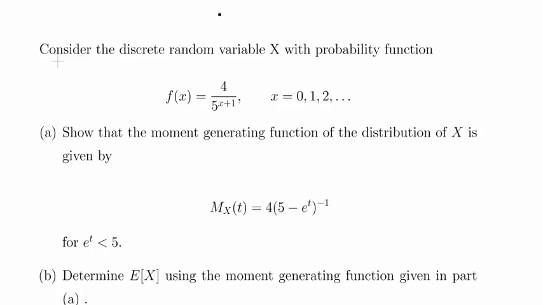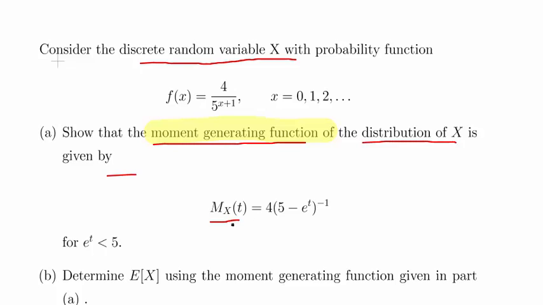Okay, in this presentation we're going to work with moment generating functions, essentially. That's what this one's really about. Just a quick exercise to get used to them. Consider the discrete random variable x with the probability function f of x equals 4 over 5 to the x plus 1 for x equal to 0, 1, 2, all the way up to infinity. Show that the moment generating function of the distribution of x is given by this expression here.